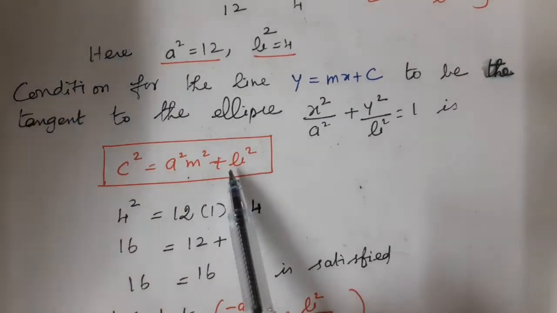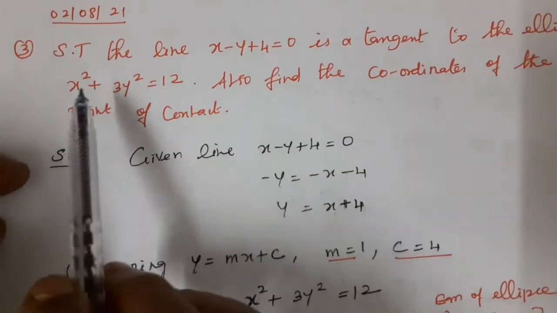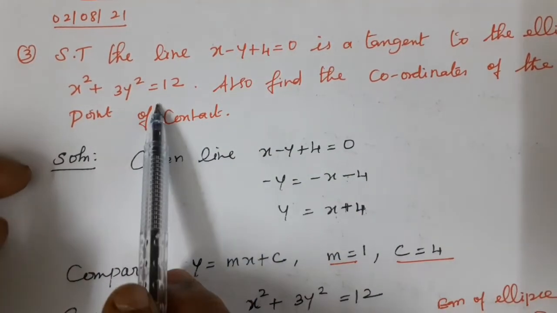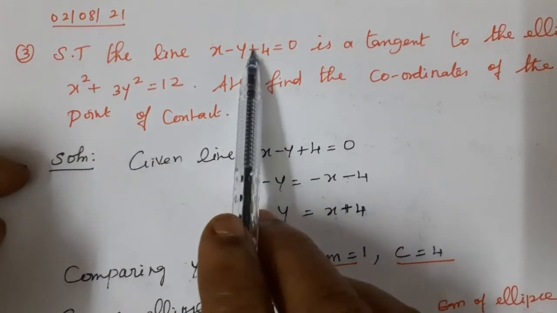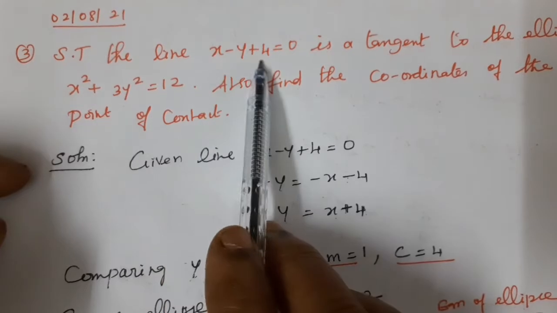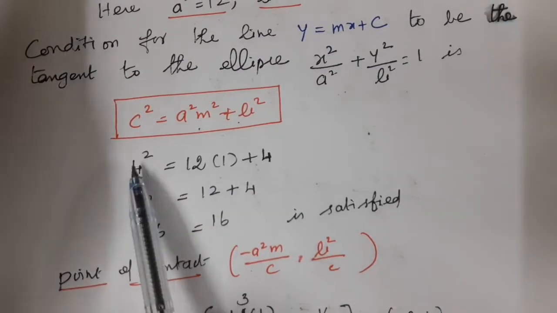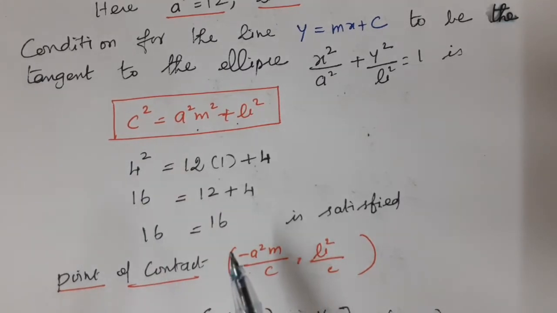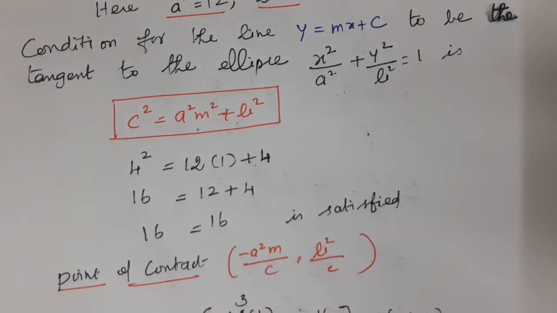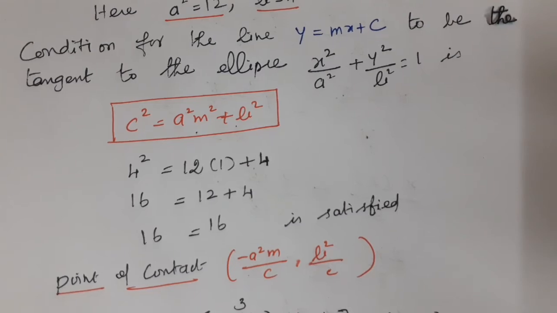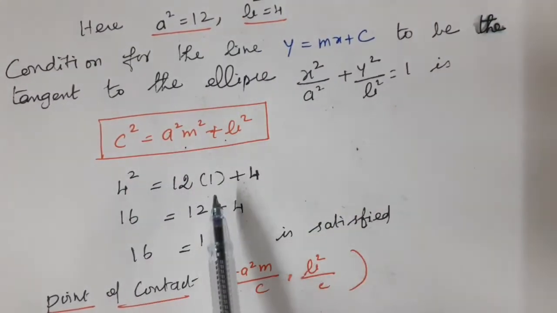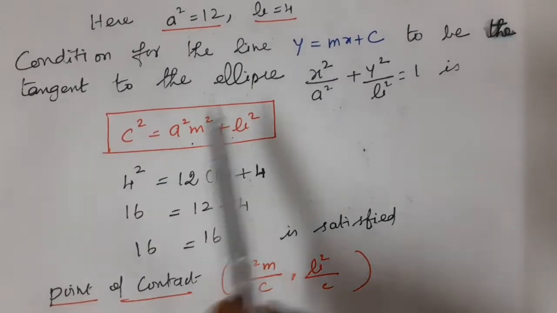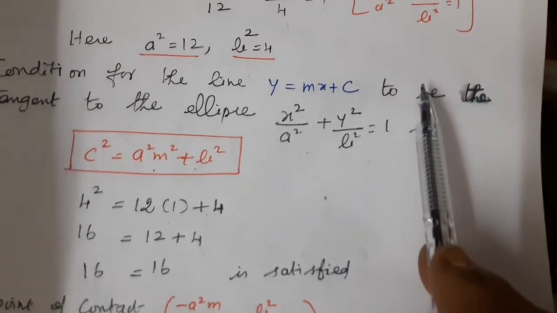Why are we using this? We are going to prove what the question gives: show that the line is tangent to the ellipse. To prove that the given line is tangent to the ellipse, the condition is c square equal to a square into m square plus b square. From the given question, we make the standard form of the ellipse, then find the a square value and the b square value. You substitute. What is our c? Already, what is the constant value in y equal to mx plus c?